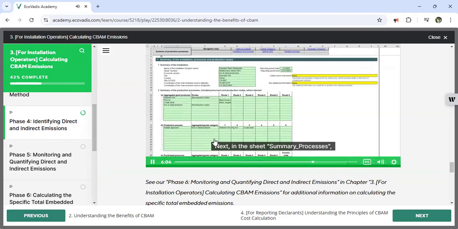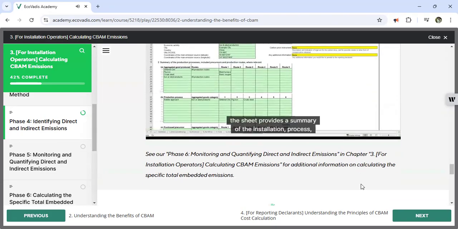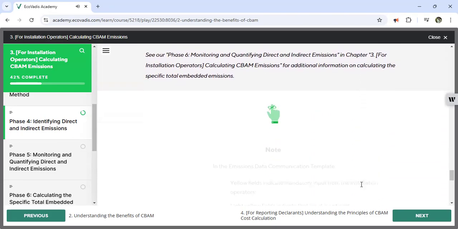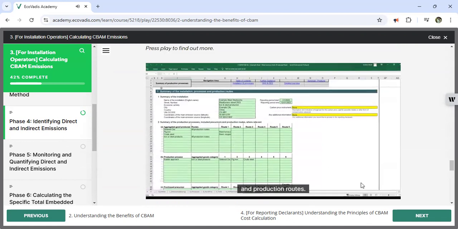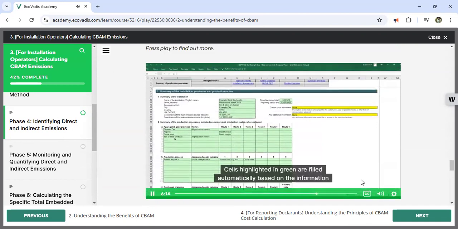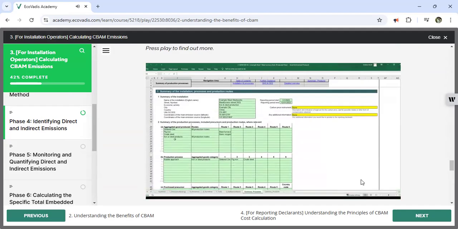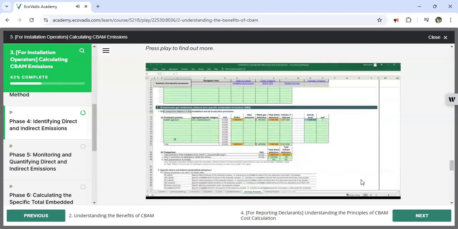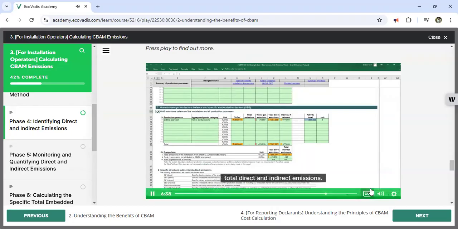Next, in the sheet Summary Processes. The sheet provides a summary of the installation, processes, and production routes. Cells highlighted in green are filled automatically based on the information inputted in the previous tabs. And the table, Greenhouse gas emissions balance of the installation and all production processes, automatically calculates the impact of heat and waste gas emissions on the total direct and indirect emissions.